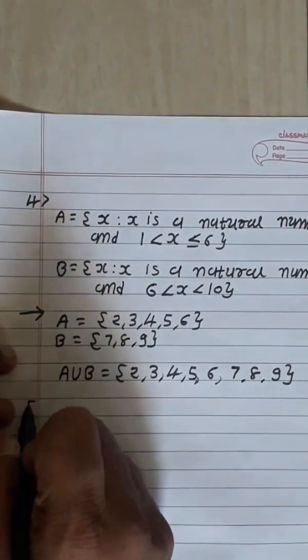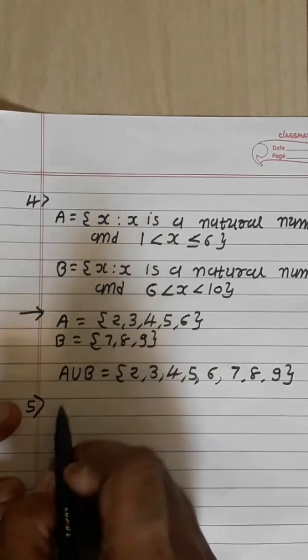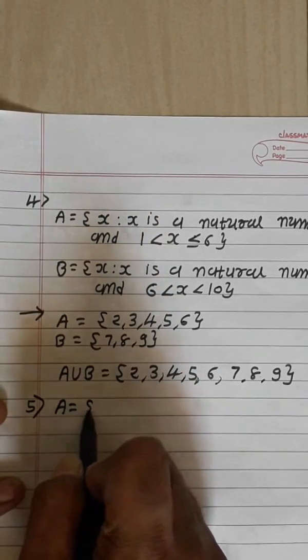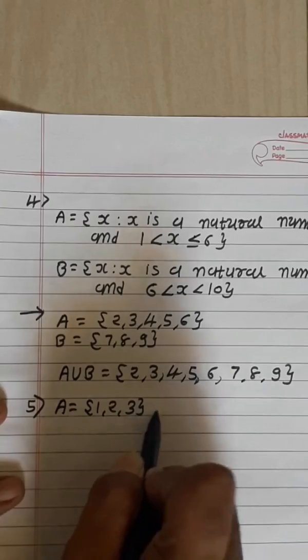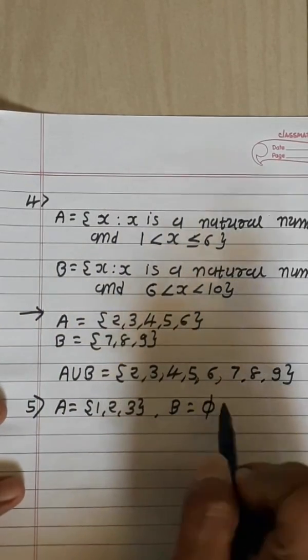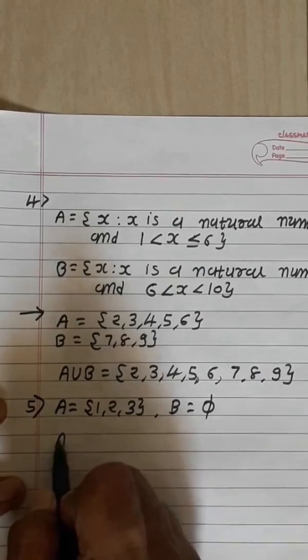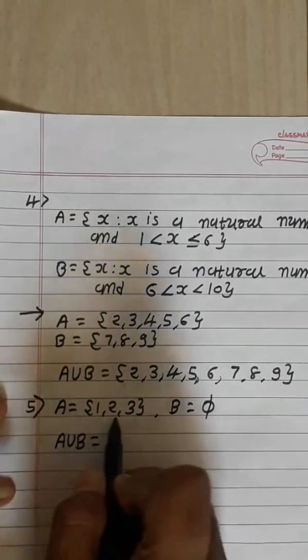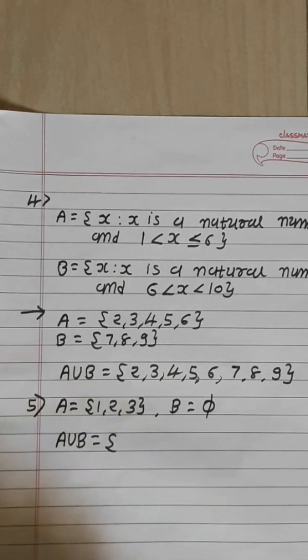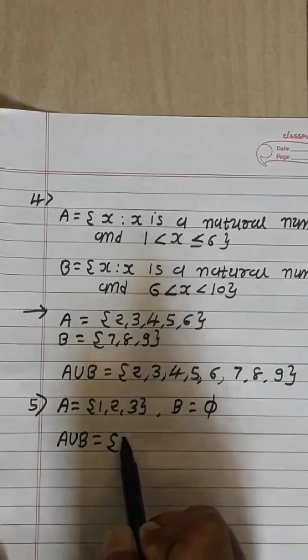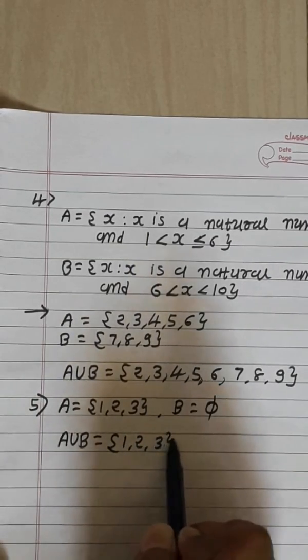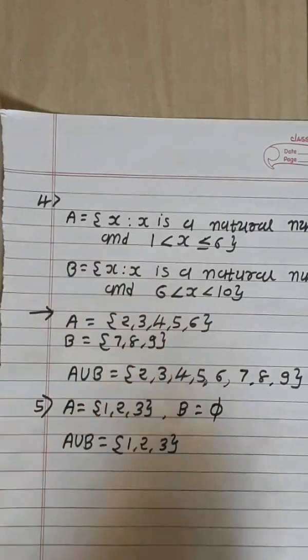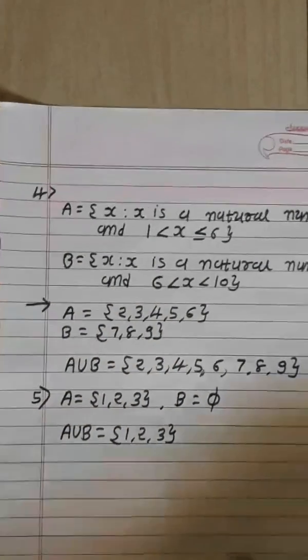Next question, A is equal to the set of 1, 2, 3 and B is equal to the null set. Now find A union B. In set A a total of 3 elements is present, and in set B the null set form is present, an empty set. So A union B is equal to 1, 2, 3. Now let's discuss one more question.